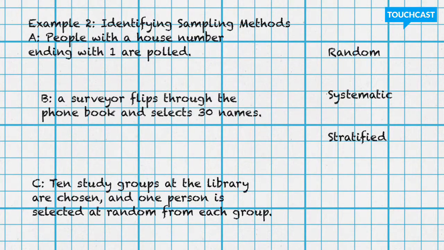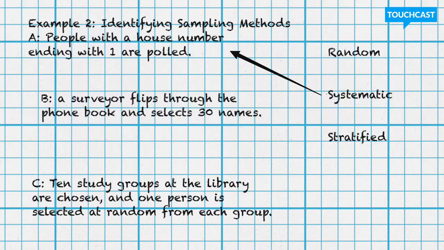Let's look at example 2, which is identifying the type of sampling method. If we have people with a house number ending with a 1 are polled, which method is that? Is that by chance? Is that by a rule or a formula? Or is that a randomly selected person from a randomly selected group? To me, this looks like it is by a formula or a rule. It's any person who has a house number ending with a 1, which means that A is a systematic sampling method.